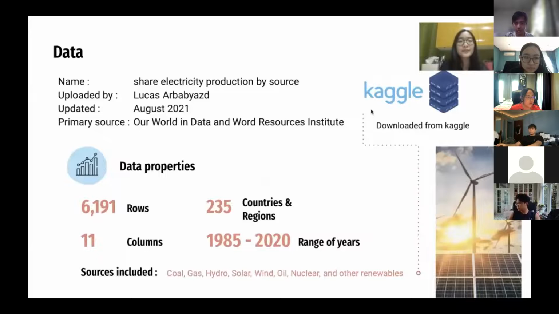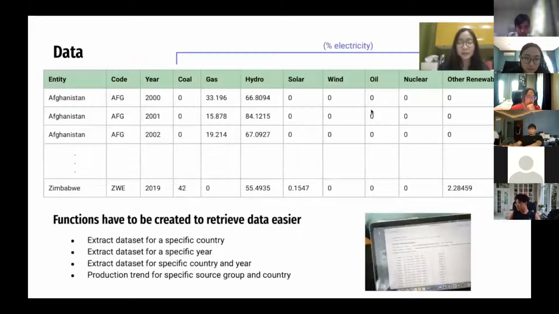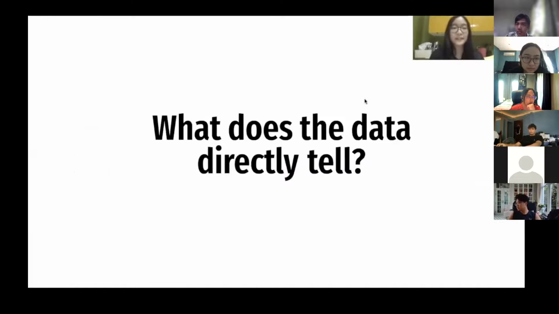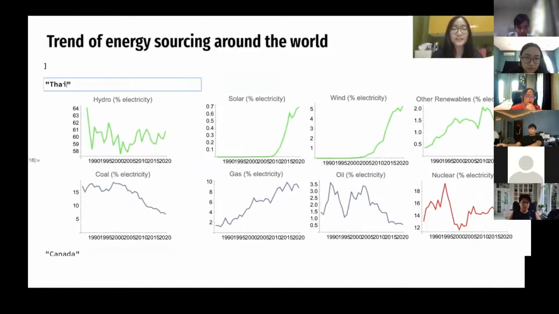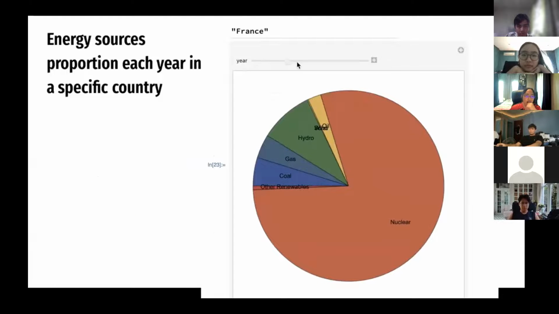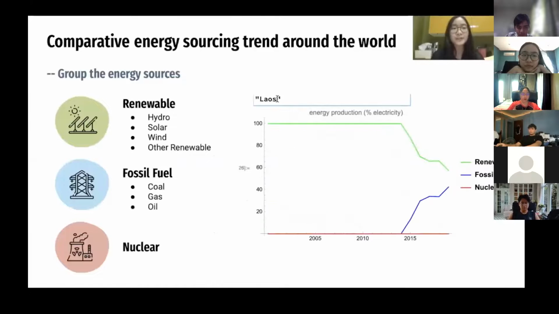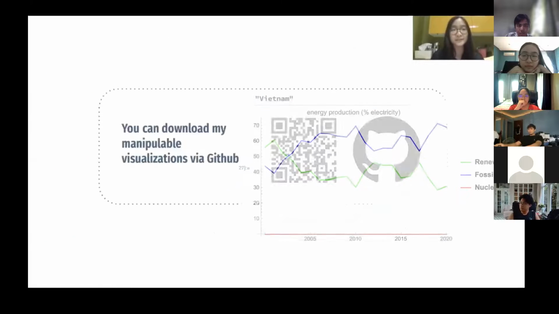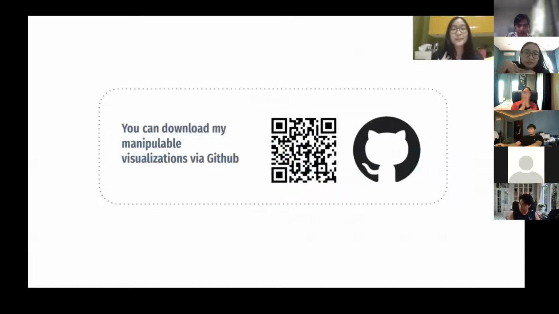My data is retrieved from Kaggle, including 235 countries and regions and 9 source types. The data is arranged country by country. So what does the data directly tell? It tells the trend of energy sourcing around the world, energy source proportions each year in a specific country, and comparative energy sourcing trends around the world, for which I also grouped the energy sources. You can download the manipulable visualizations I showed via GitHub.